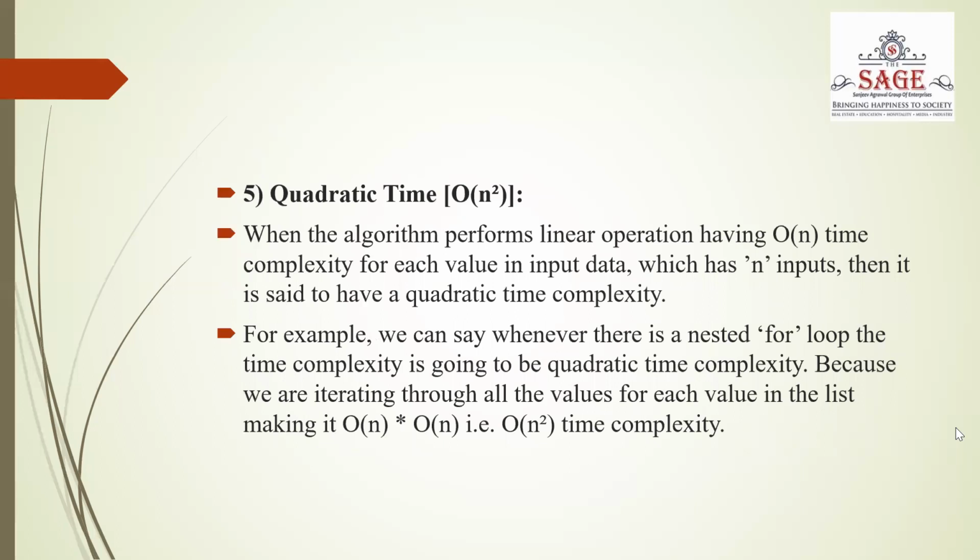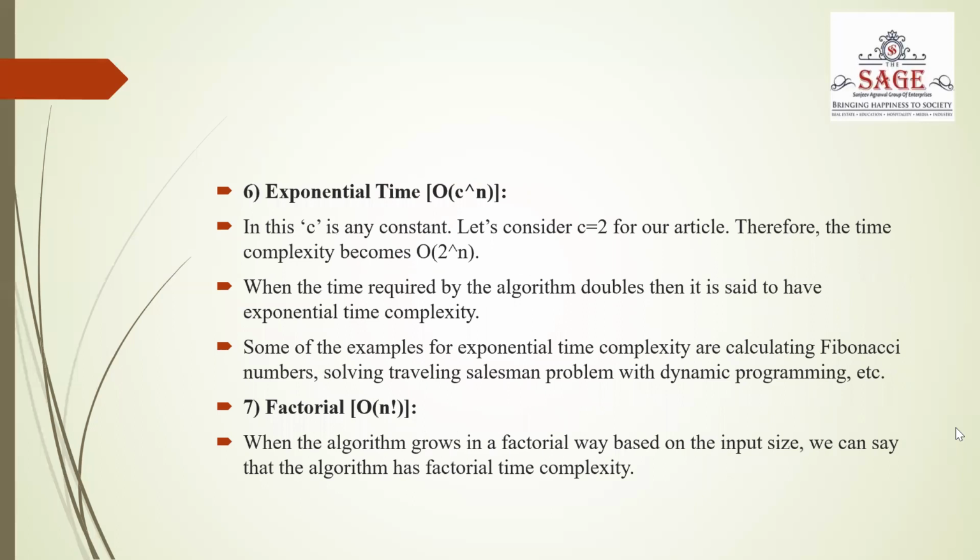The quadratic time is defined when an algorithm performs linear operations, having big O of n time complexity, for each value in input data which has n inputs. Then it is said to have quadratic time complexity. For example, whenever there is a nested for loop, the time complexity is going to be quadratic, because we are iterating through all the values for each value in the list, making it big O of n into big O of n, that is big O of n square time complexity.